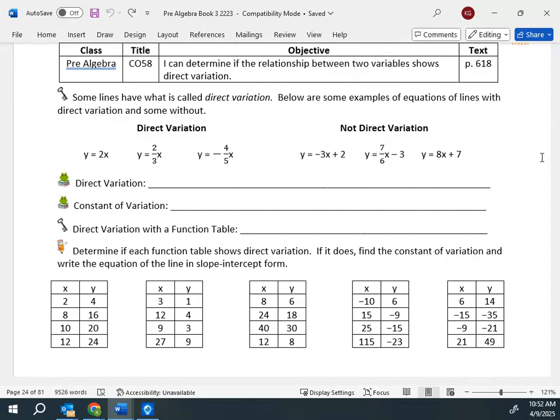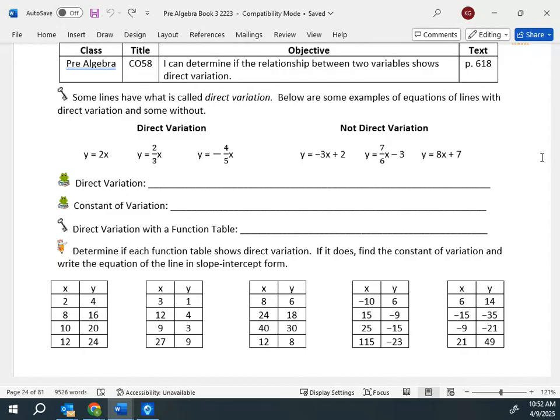So we can see from the examples down here, it's in what form? Standard form or slope-intercept form? How do you know it's slope-intercept form, Natalie? Because it has y equals. Yeah, it starts with that y equals. So we know it's slope-intercept form. Remember that standard form was ax plus by equals c. So we're still using slope-intercept form.